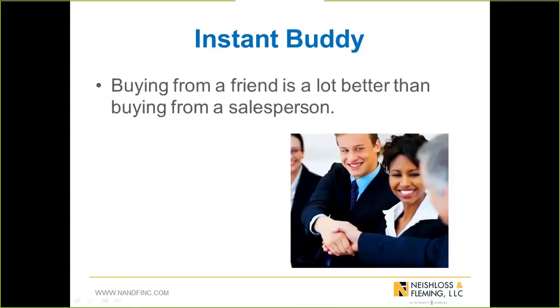The instant buddy. People feel better about buying from someone that they like. Salespeople who use the buddy approach are warm and friendly. They ask questions and show interest in the prospects. They try to connect on an emotional level with each prospective customer. This approach can be very effective, but really only in the right hands. Usually salespeople who are naturally nice, warm-hearted, and love making new friends thrive in here.